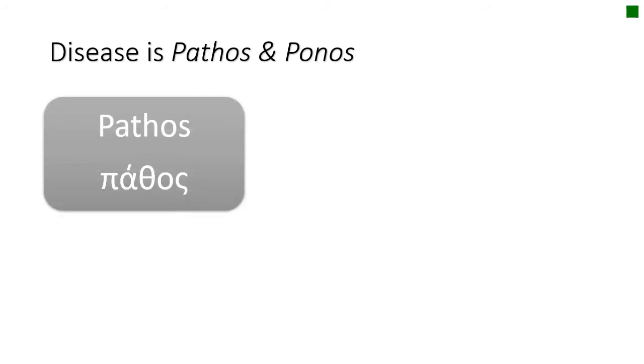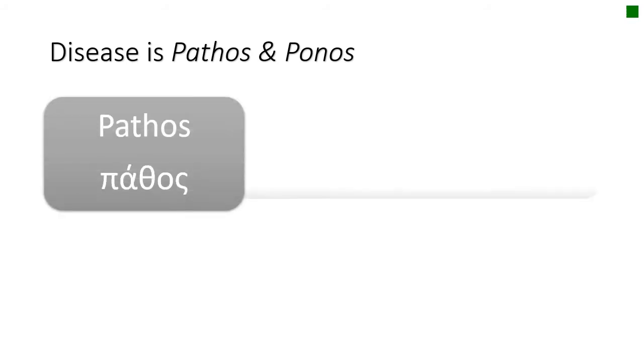So let us first take a look at where this word pathology comes from. It comes from the writings of Hippocrates, the great Greek classical physician who is also known as the father of Western medicine. What he had said was that for a person in disease, there are two important things that are happening at the same time: pathos and ponos. It is from pathos that the word pathology is derived. Let's take a look at these two words.